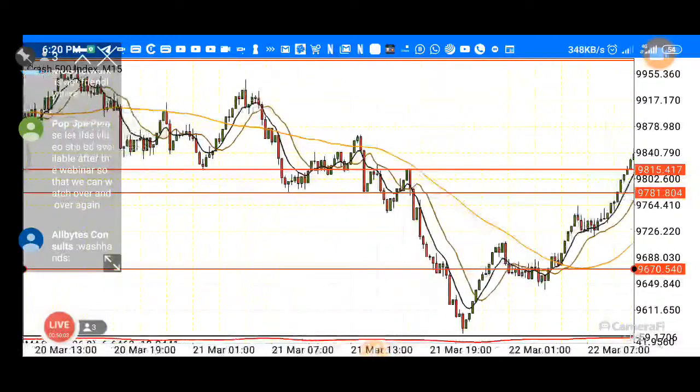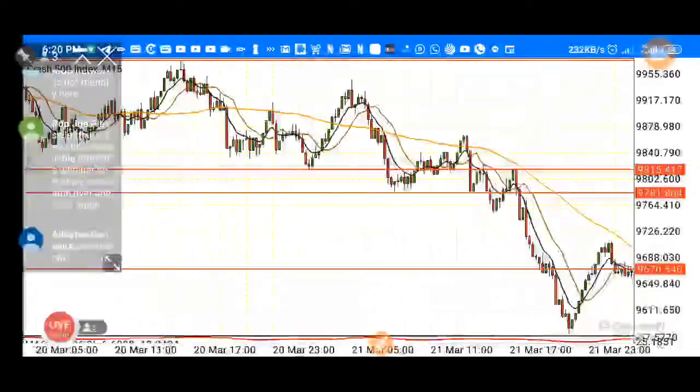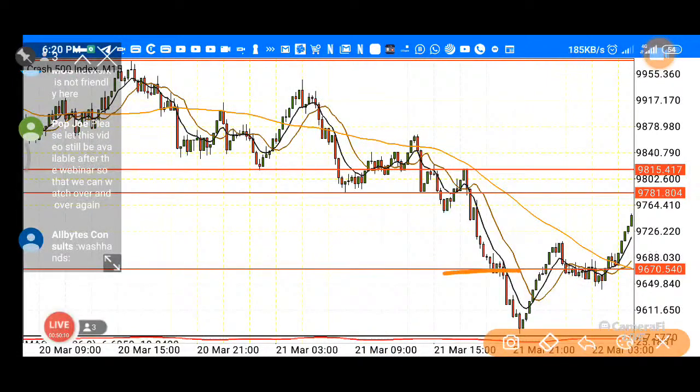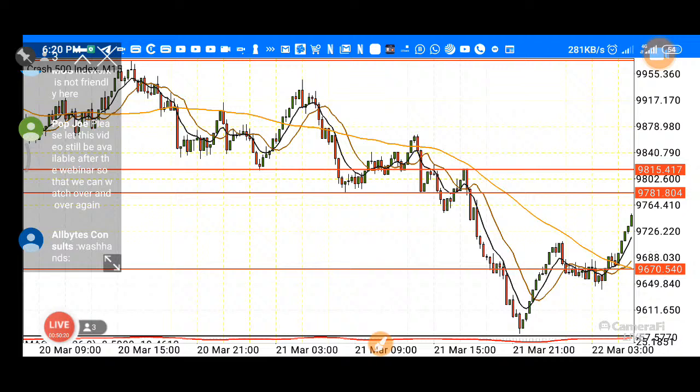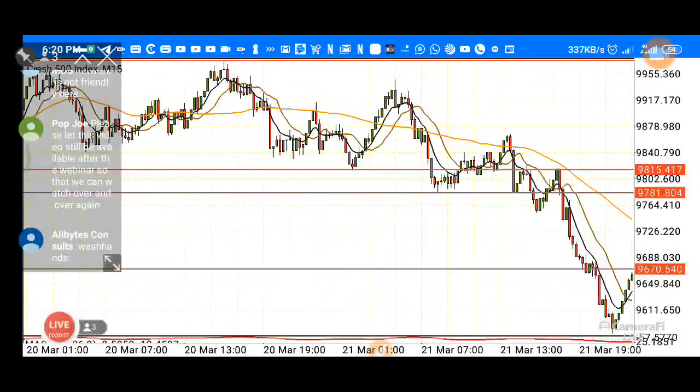So see this level. I don't know where I drew this level from. I know I've drawn it from the past support and resistances also. So see what happened there. There was a break here immediately. So as for conservative traders, what do you do? Aggressive traders, what do you do? You sell immediately there was a breakout here.